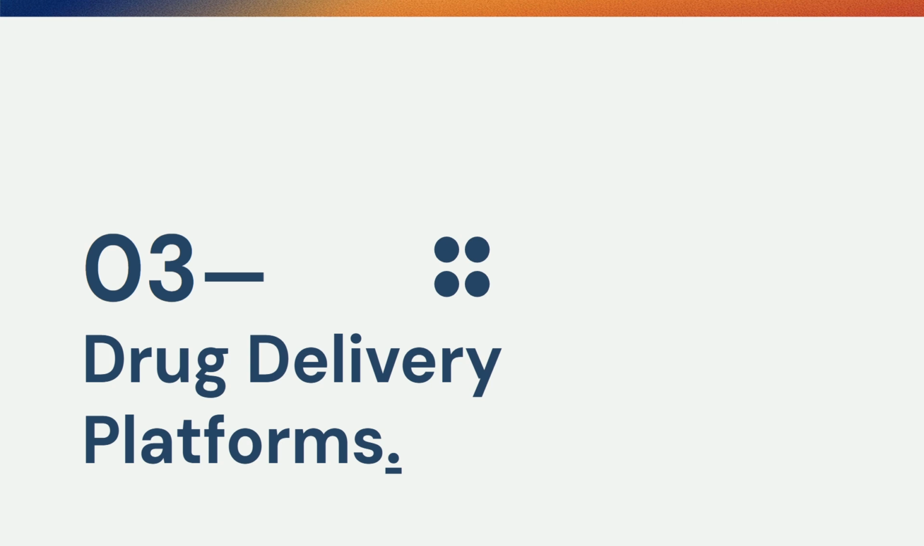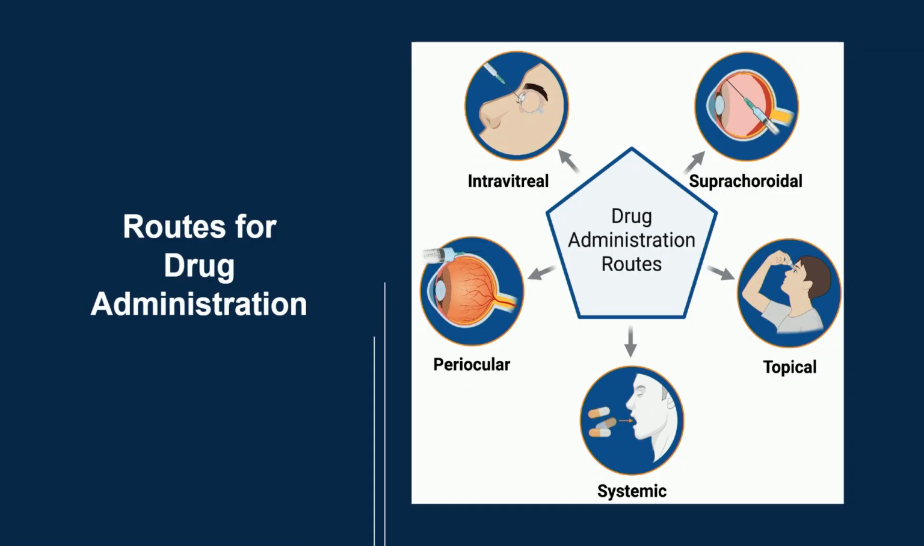So talking about drug delivery platforms. What are tyrosine kinase inhibitors? Tyrosine kinase inhibitors can be delivered intravitreally like we're all used to. They can be delivered even suprachoroidally, which is more of a newer method of delivery. Periocular. So what does that mean? That's actually an injection, like a subtenon Kenalog injection that we do all the time, or even an eyelid injection. A topical treatment, so that's an eye drop, right?